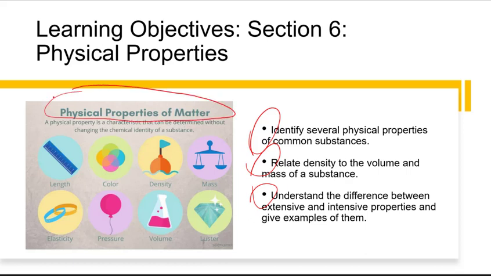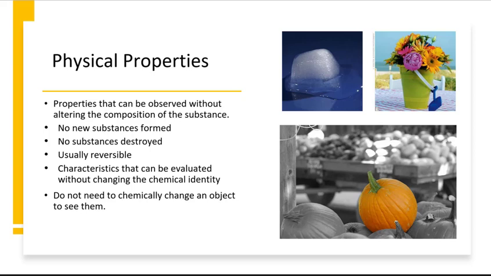A physical property is a characteristic that can be determined without changing the chemical identity of a substance. Some physical properties are the length of something, the color of it, its density, its mass, elasticity, pressure, volume, and luster. Again, physical properties can be observed without altering the composition of the substance. No new substances are formed, no substances are destroyed. Physical properties are usually reversible.